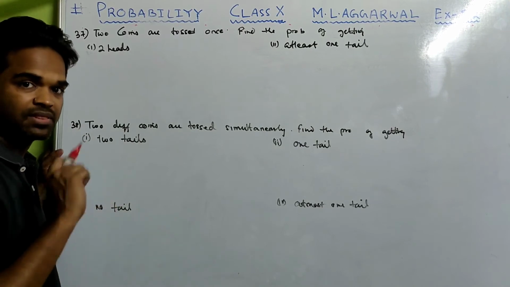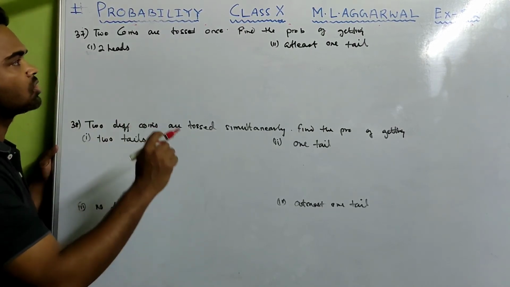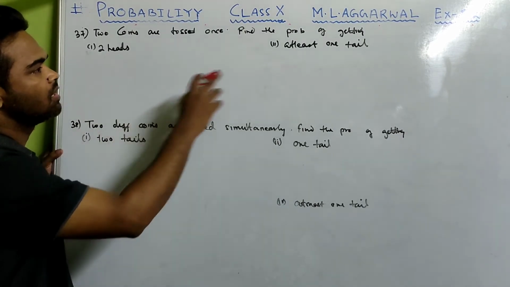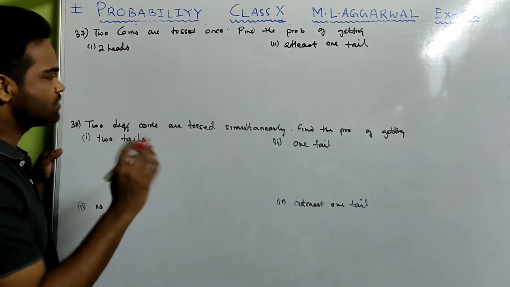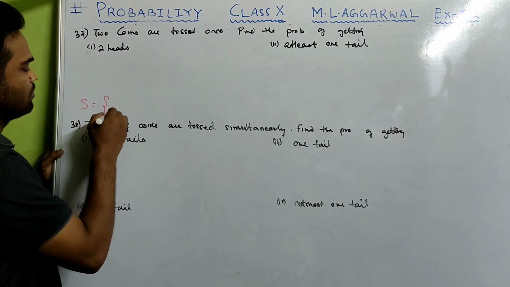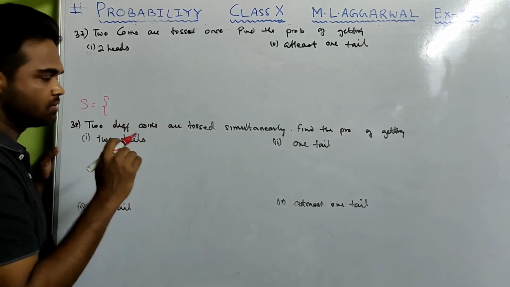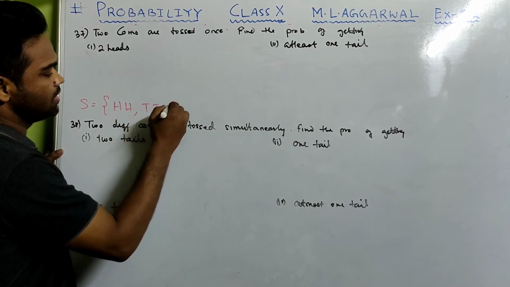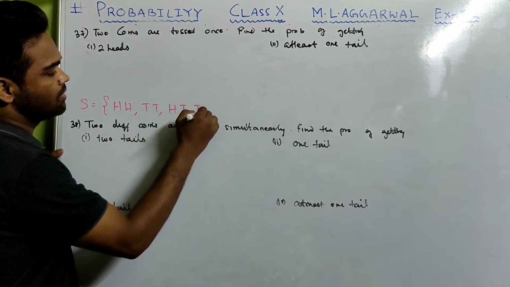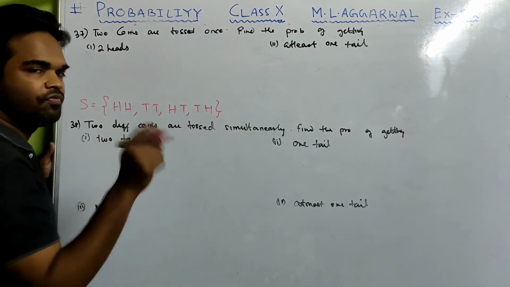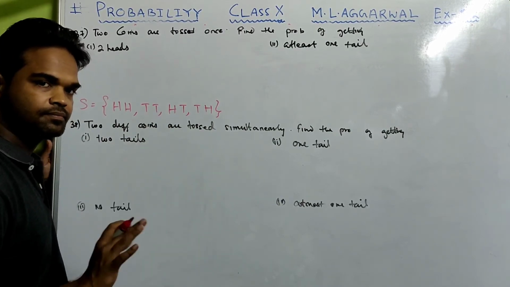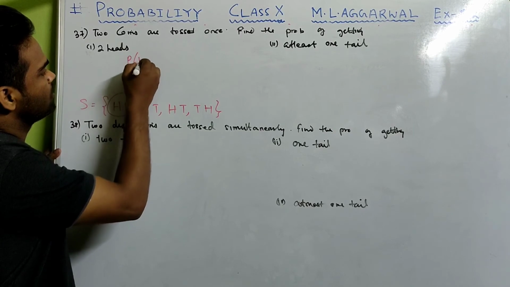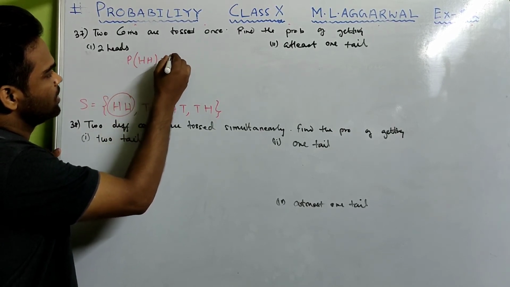Now look at this one, number 37. 2 coins are tossed once. Find the probability of getting 2 heads, at least 1 tail. First find the sample space. When 2 coins are tossed together: head head, tail tail, head tail, tail head. These are your 4 possible outcomes. 2 heads. So probability of getting 2 heads will be 1 by 4.